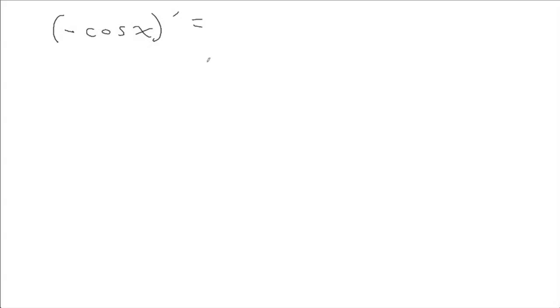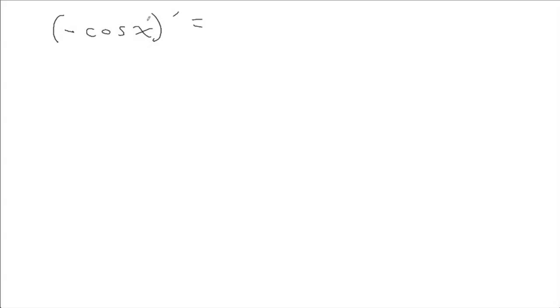What's this? Sine of x. Good. How do you know? Because the derivative of cosine of x is a negative sine of x, and so if it's negative cosine of x, the derivative of that is just sine of x. Okay, good. I just noticed that this was a step that seemed to be giving us a little bit of trouble on the last problem.